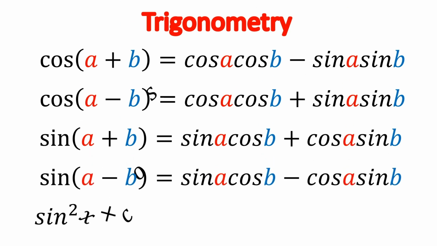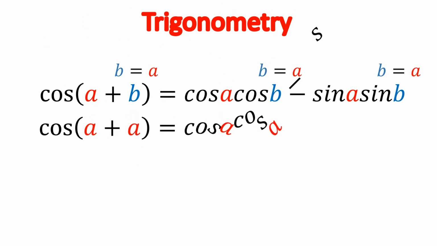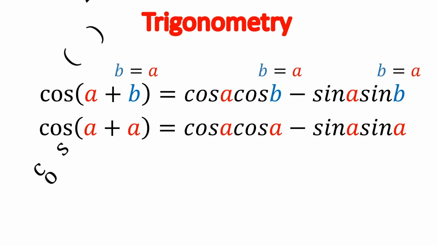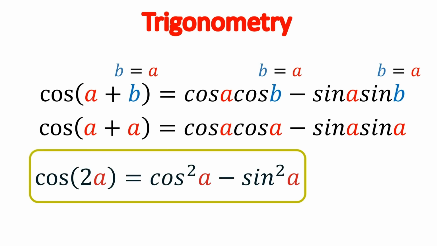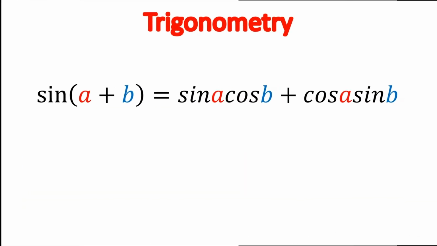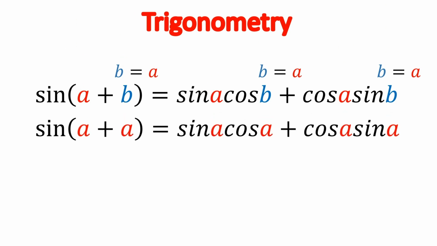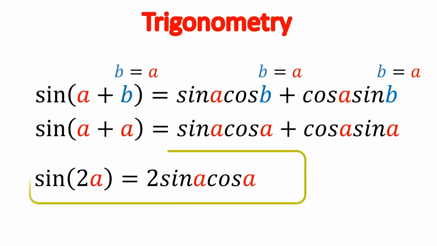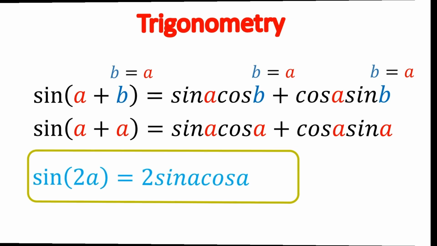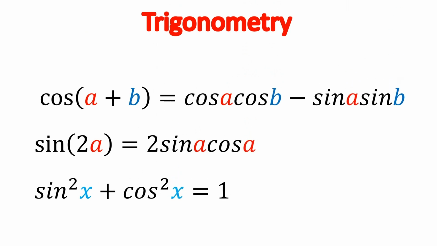And sinus squared plus cosinus squared equals 1. As we know this formula, we simply substitute b with a, and we arrive at this fundamental equation: cosinus 2a equals cosinus squared a minus sinus squared a. We know this formula as well, so we substitute b with a, leading to this fundamental equation: sinus 2a equals 2 sinus a cosinus a. These three equations are sufficient to solve the question.